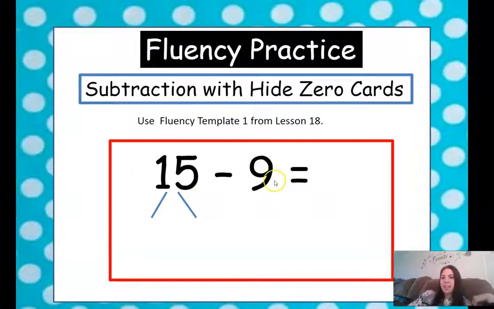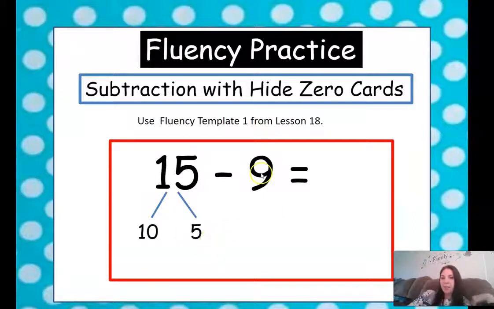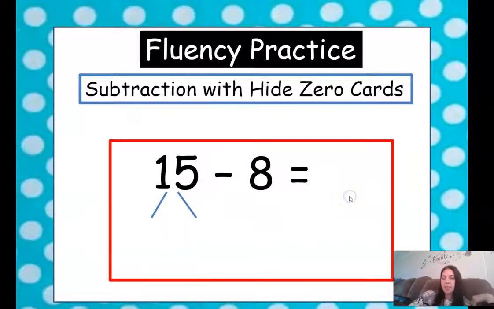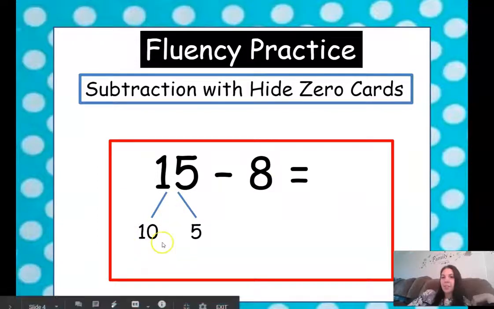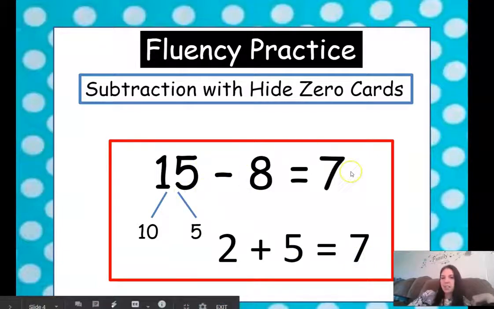So 15 minus 9, we're going to do the take from 10 strategy. So we're going to do a 10 and a 5. If you take 9 from 10, you'll have 1, and then 5 more equals 6. So 15 minus 9 equals 6. Here's the next one. We're going to break it up into a 10 and a 5. We're going to take 8 from 10, and we'll have 2 plus 5. This 5 right here is where we're getting this 5 from. 2 plus 5 equals 7. So 15 minus 8 equals 7.